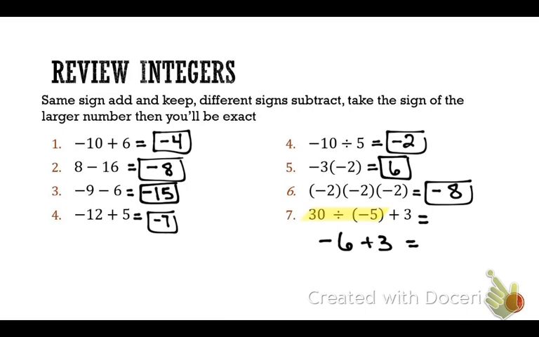Okay, think for a second. Don't make a simple mistake. Maddox? Very good. Because 6 is bigger and it's negative, I subtract and my answer is negative 3. All right, how do we do on that?